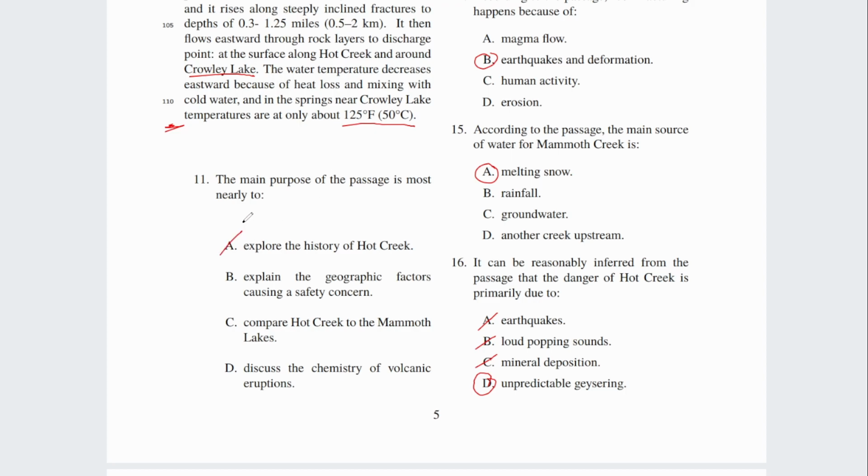This is also about some scientific concepts and some events that take place and some sort of structures that cause things like geysering and that cause the Hot Creek. So it's not just history. Explore the geographic factors causing a safety concern. That seems pretty good. Explain the geographic factors causing a safety concern.